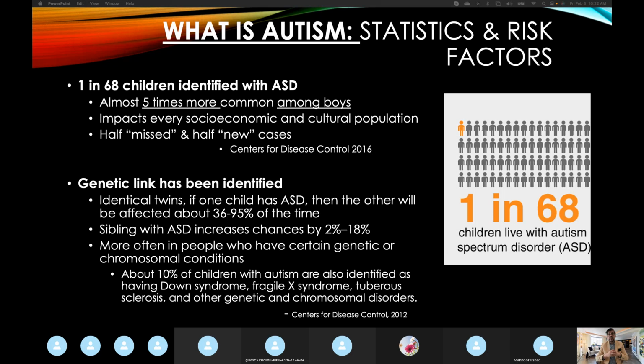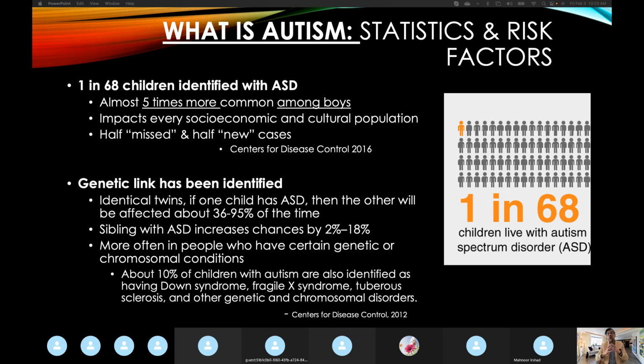Children living with autism spectrum disorders are 1 in 68 in the general population. So 1 in 68 is a big number. So 1.5 people of every 100 have some autistic tendencies. Maybe not fulfilling the autism criteria directly, but they can have autistic traits.